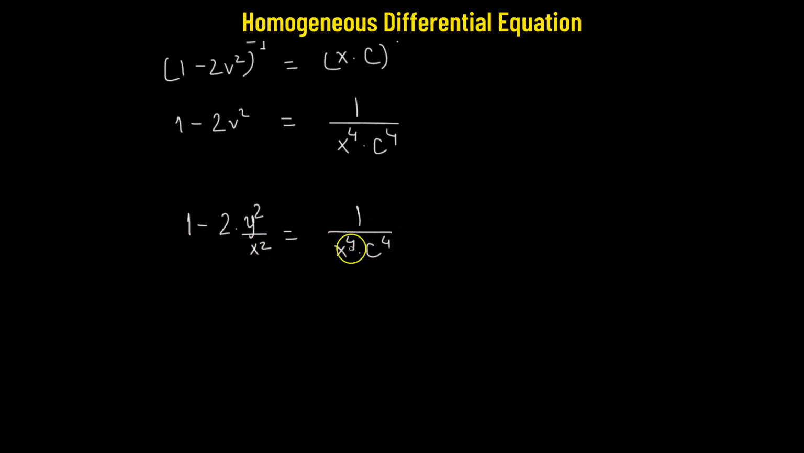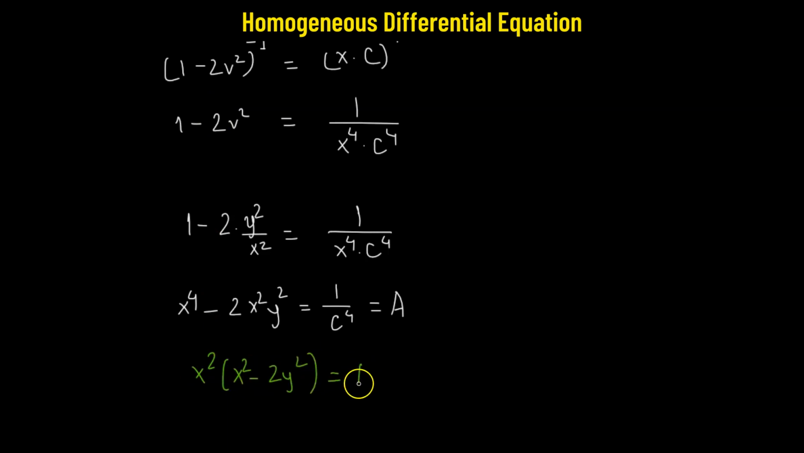Let's multiply throughout by x to the power of 4. So we have x to the power of 4 minus 2x squared y squared equals 1 over c to the power of 4. C is a constant, so 1 divided by c to the power of 4 can also be treated as a constant, which we say is equal to a. Therefore, the solution is x squared times (x squared minus 2y squared) equals the constant of integration a. This is the required solution to our given differential equation.